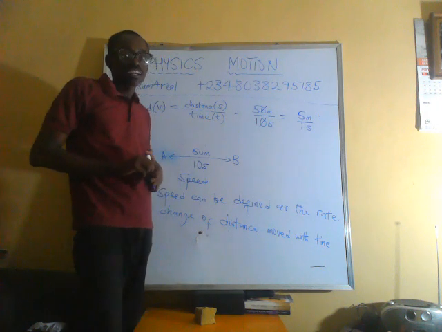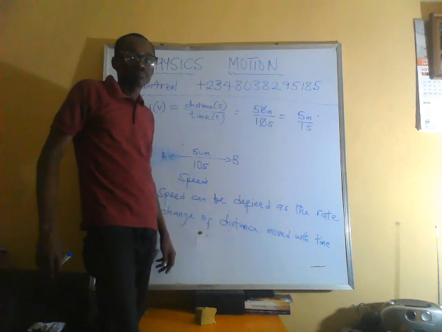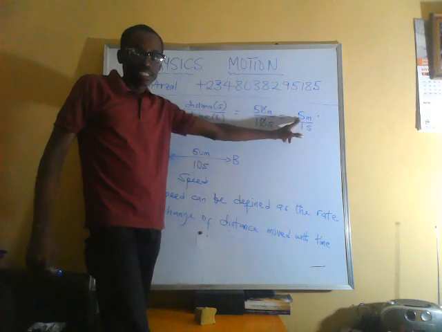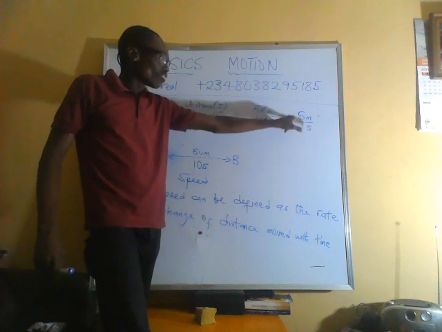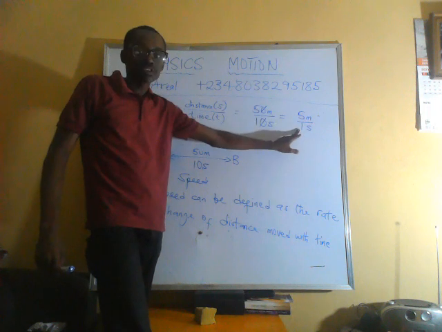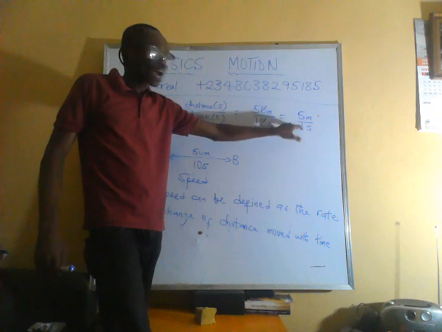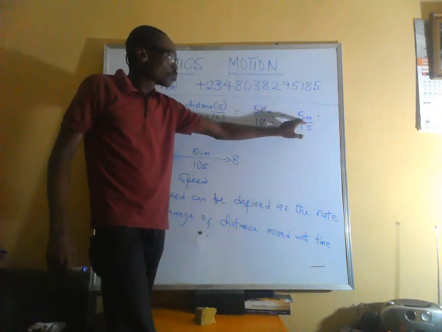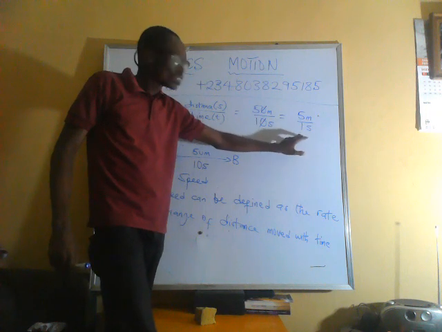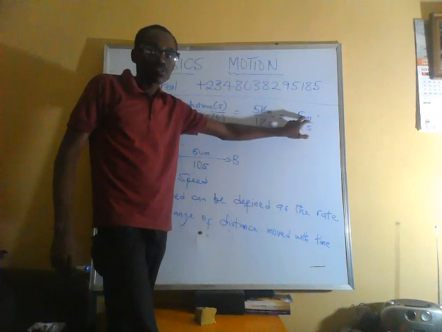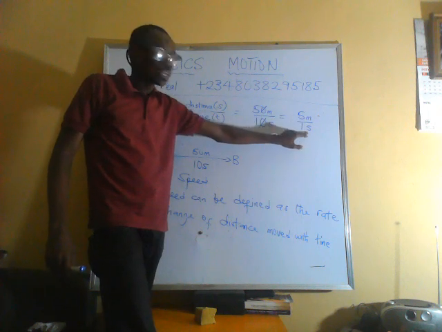So how does the distance change with the time? Here we can describe that for every 1 second, this is 5 meters per 1 second, 5 meters over 1 second. We can describe this as for every 5 meters covered, it takes 1 second to cover a distance of 5 meters.